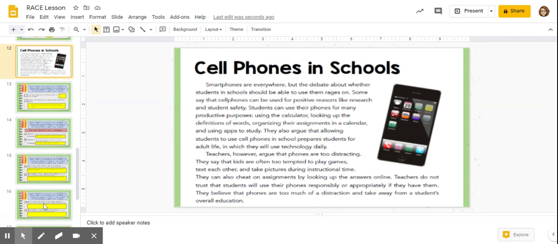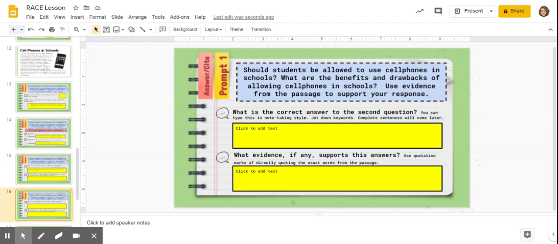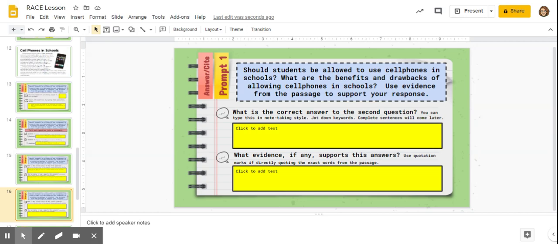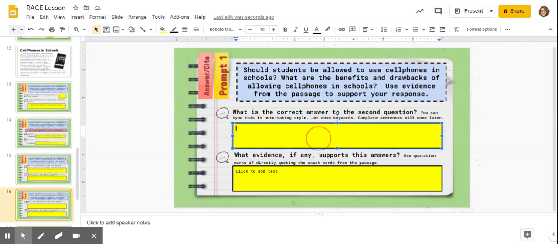Maybe let's do drawbacks, because we haven't done drawbacks yet. So let's talk about drawbacks. Go back up here to the question. Okay, teachers, however, argue that phones are too distracting. I think we should use that. Okay, here we go. Teachers think phones are too distracting.